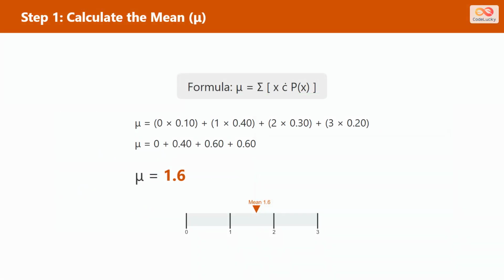Step 1 is always to find the mean, or mu. We multiply each outcome by its probability and sum them up. 0 times 0.1 plus 1 times 0.4 and so on. This gives us a mean of 1.6 coffees. This is our baseline.